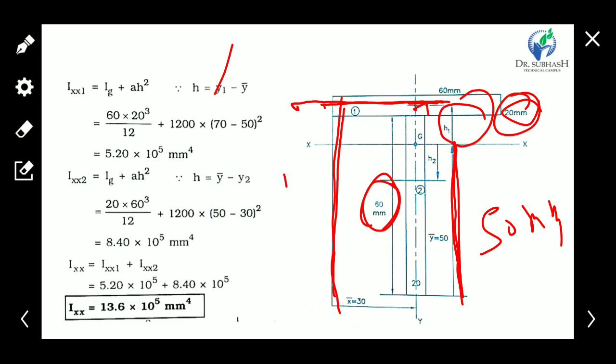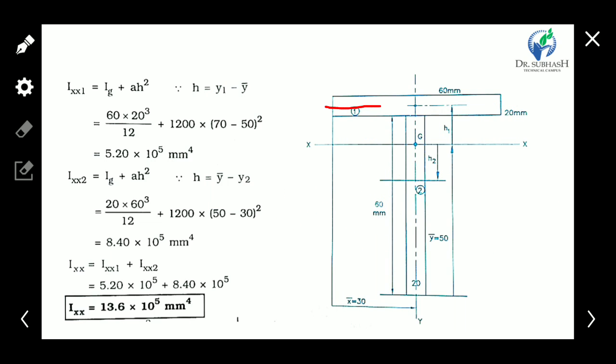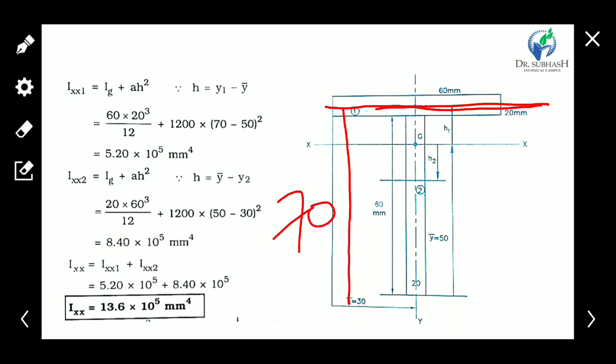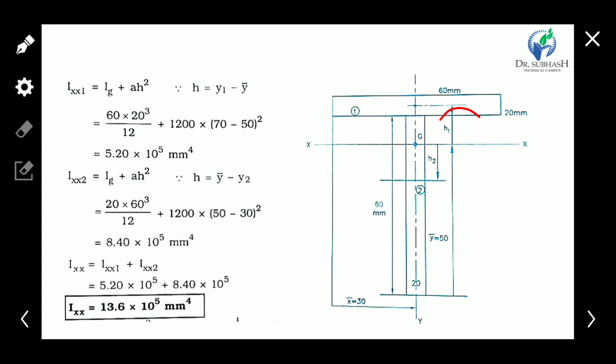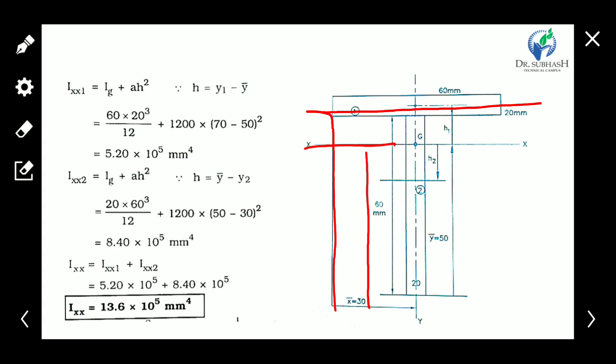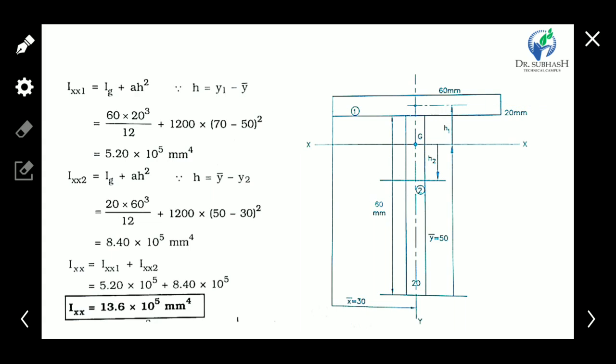So h1 is y1 minus y bar. Or we can directly calculate it: the total is 70, from that we subtract 50, so we get h1 here. From that distance we subtract this, so we get h1. Here the square is in brackets.